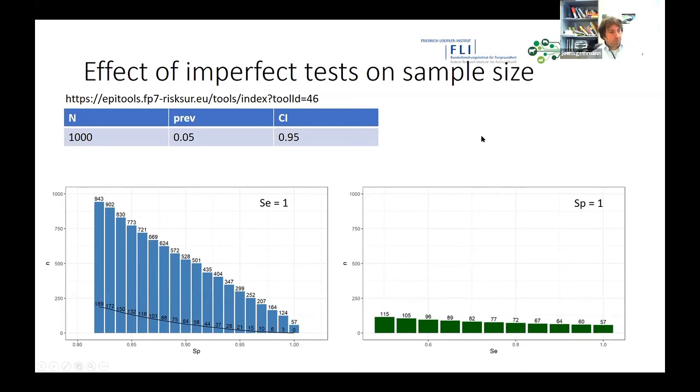So, coming back to the presentation of Maria, for the test it is very important to have a very high specificity for the prevalence we want to detect. If you want to detect all animals that are positive, then it is very important to have a high sensitivity.